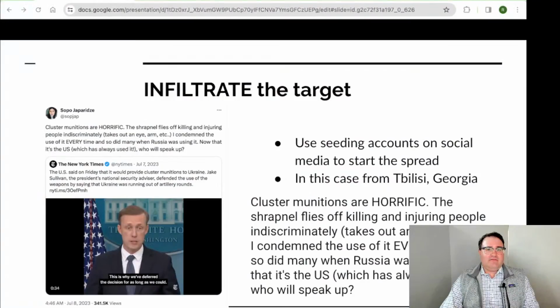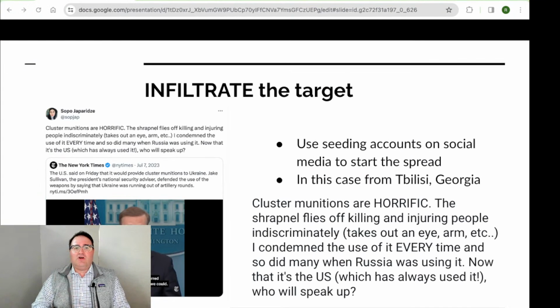And this person said in her seed, "Cluster munitions are horrific." Let me throw this up here. "Cluster munitions are horrific. Shrapnel flies off, killing and injuring people indiscriminately, takes out an eye, arm, etc. I condemn the use of it every time, and so did many when Russia was using it. Now that it's the U.S., who has always used it, who will speak up." So you can see there they use that term, cluster, horrific. Now keep this in mind. It's going to be important in the next slide, and you're going to finally see the end state.